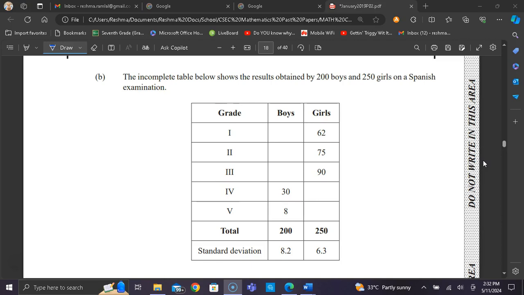So we have a table showing the results obtained by 200 boys and 250 girls on a Spanish exam, and the table is incomplete. So we have grades 1 through 5, and then we have total number of boys, total number of girls, and their respective standard deviation.